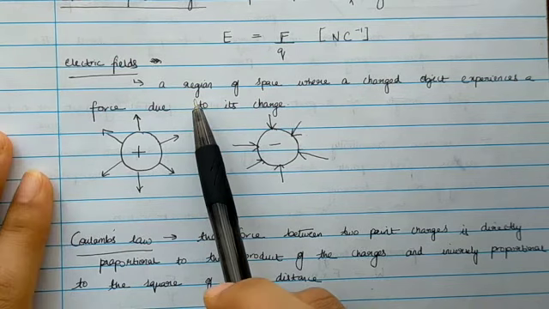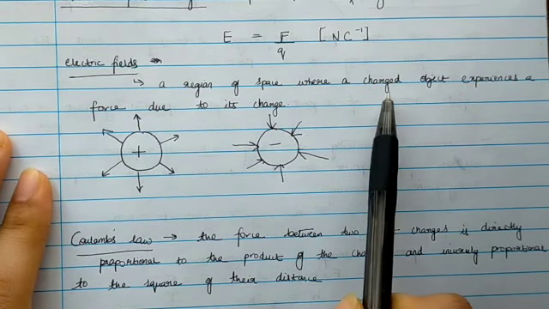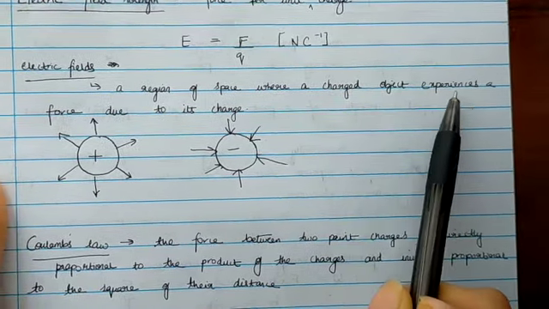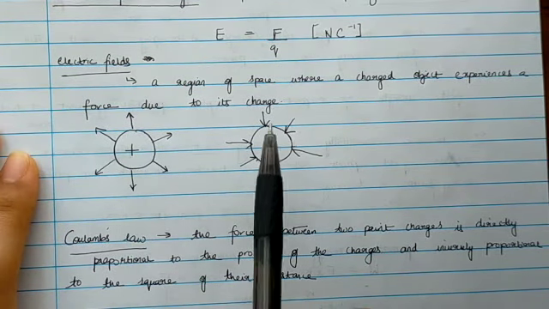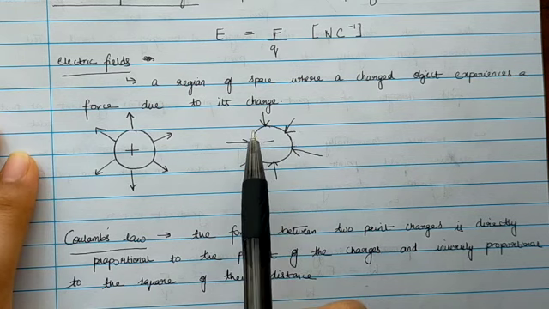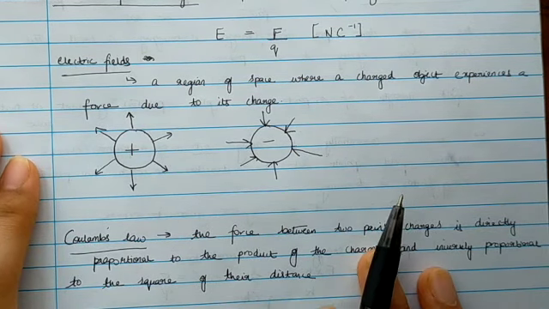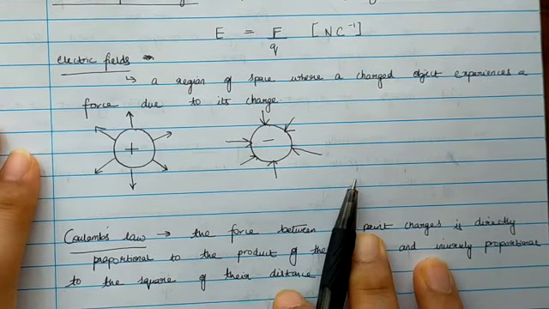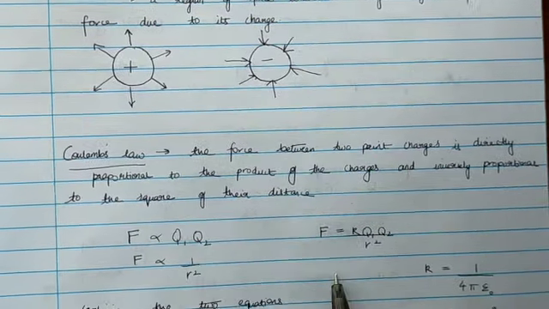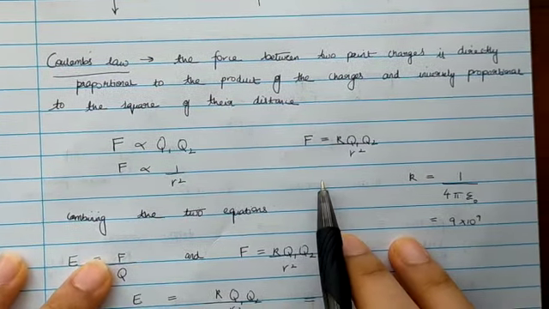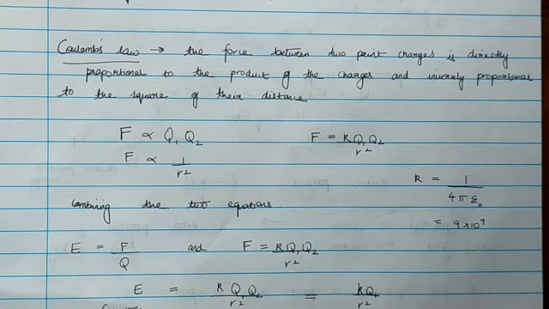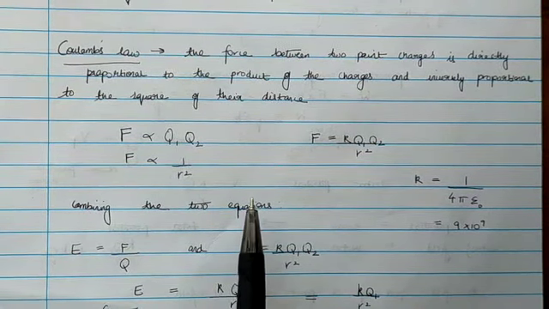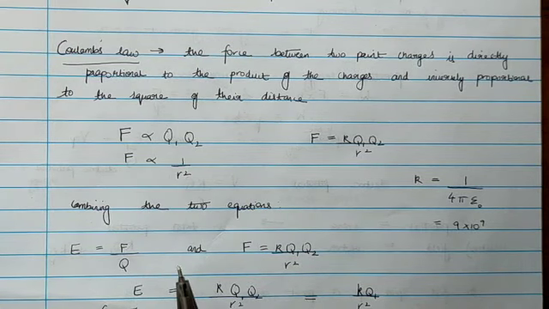That is just defined as a region of space where a charged object experiences a force due to its charge. And as we've seen here, depending on whether it's a positive or negative charge, the force either acts towards or against the charge. So again, this is common knowledge, very IGCSE based, and there's nothing really new to look at. The only new thing here is Coulomb's law.